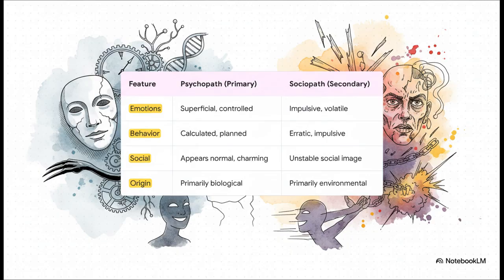You look at emotions, you've got controlled and superficial versus impulsive and volatile. For behavior, it's calculated and planned versus erratic and rage-prone. Socially, one can blend in perfectly, even seem charming, while the other just can't keep it together. And the origin story? Born versus made. So here's the bottom line. One is a predator who has learned to mimic human emotion, while the other is lashing out from a place of deep pain and instability.